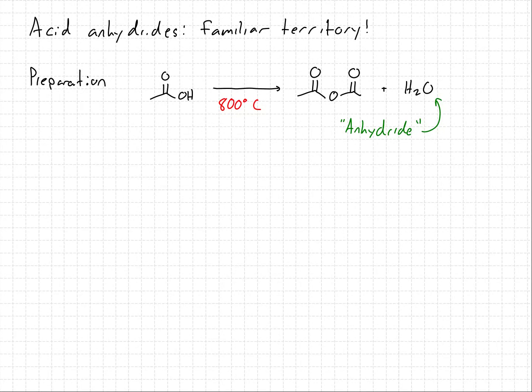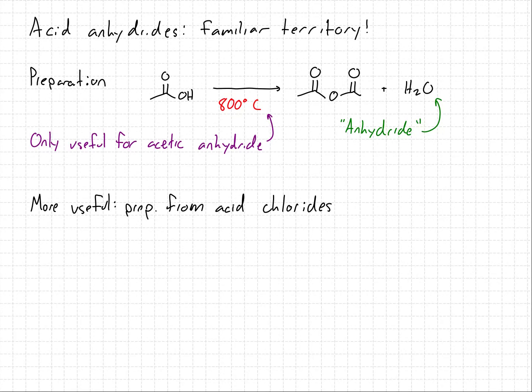So in order for a carboxylic acid to form an anhydride, it needs to be heated to somewhere near 800 degrees centigrade. As you might imagine, these conditions are not exactly gentle, and this is really only useful for simple anhydrides that can stand such a high temperature. Most anhydrides are not manufactured this way.